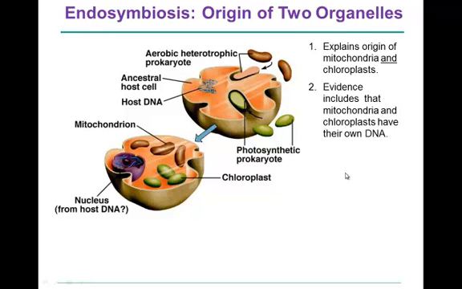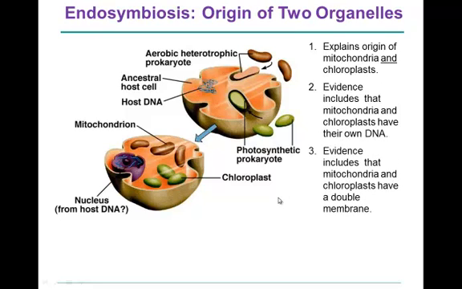Another piece of evidence is that both chloroplasts and mitochondria have a double membrane. They had their own cell membrane, and then when they were engulfed, a vacuole formed around, and that made a second membrane. And that's consistent with the idea of endosymbiosis.